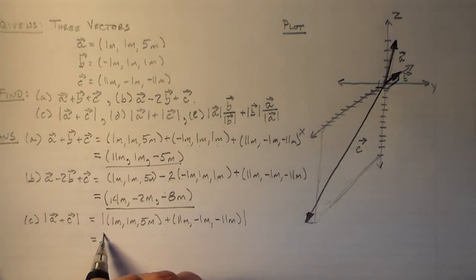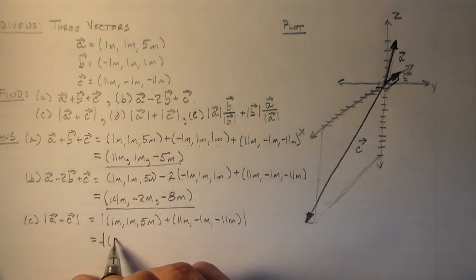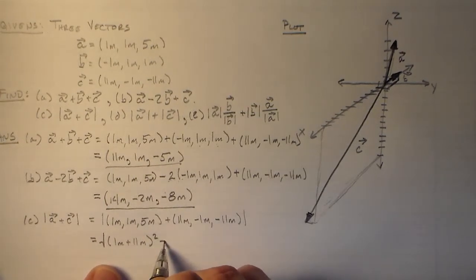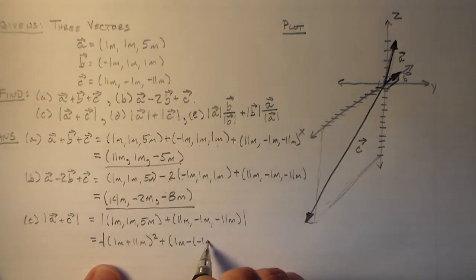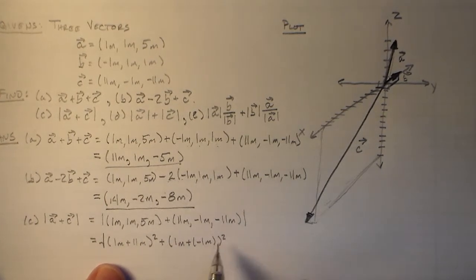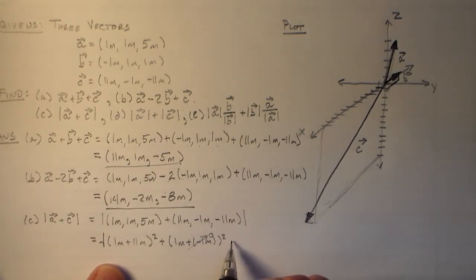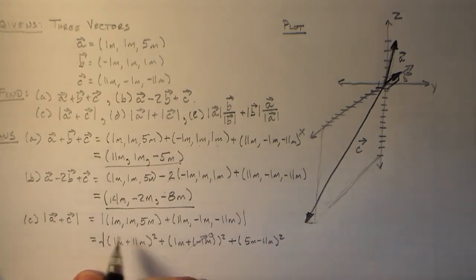So the magnitude is the operation where I take each one of these components, square the difference of these two, or the sum of these two components, so like 1 meter plus 11 meters, then square them, and then add the next set of components. So we have 1 meter minus 1 meter, and square that. Or no, I'm summing them, excuse me. All right. That's going to be nice and zero. I love zeros. Zeros are fun. Then we have 5 meters minus 11 meters. That guy gets squared too.